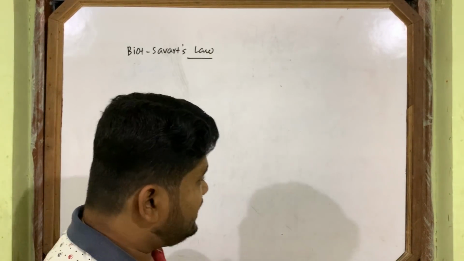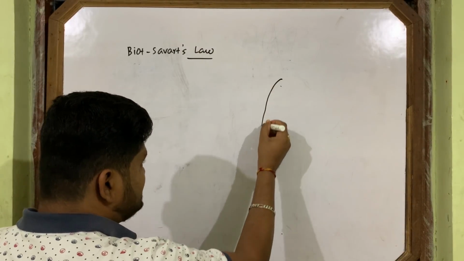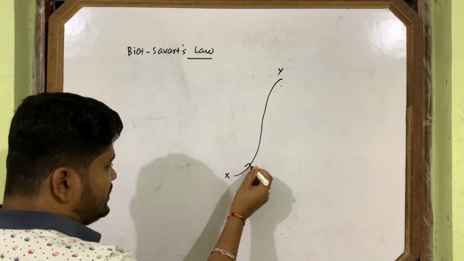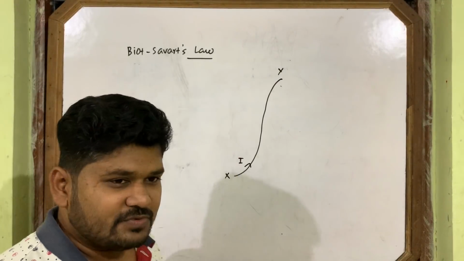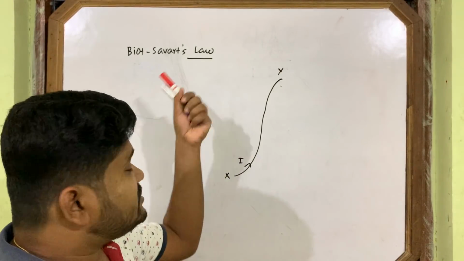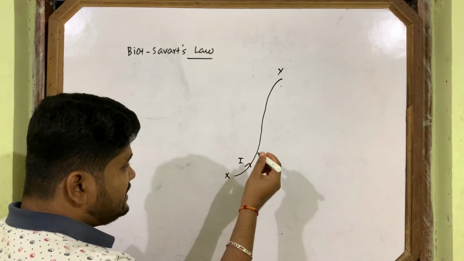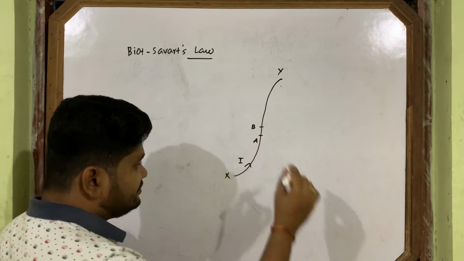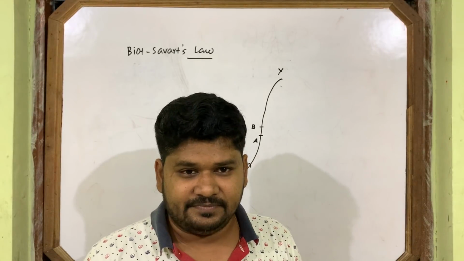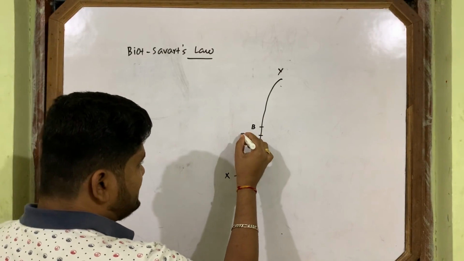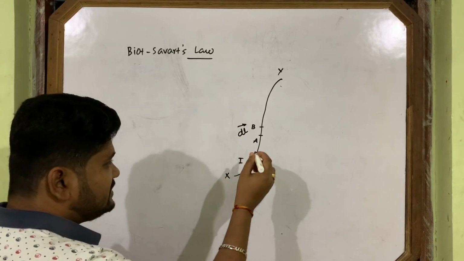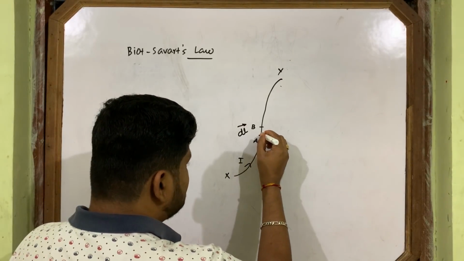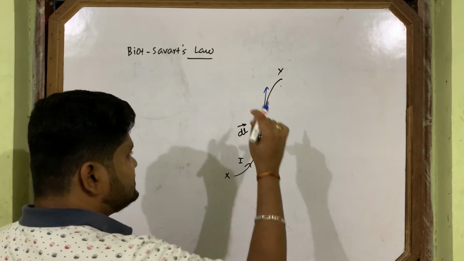What do you mean by that small element? Try to understand. Suppose conductor XY, current I is passing through this, but this expression provides the magnetic field due to only a small element like this. This is a small element, AB is a small element. This small element we can present by dl vector. So it is also a vector quantity. This is the dl vector.